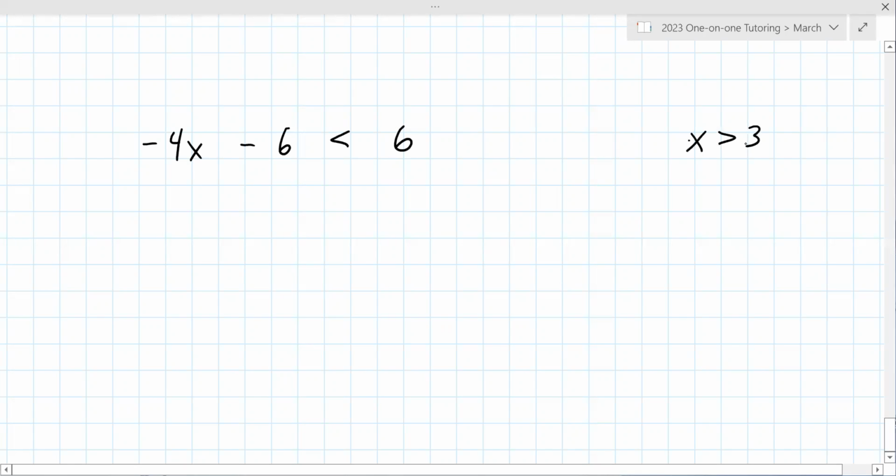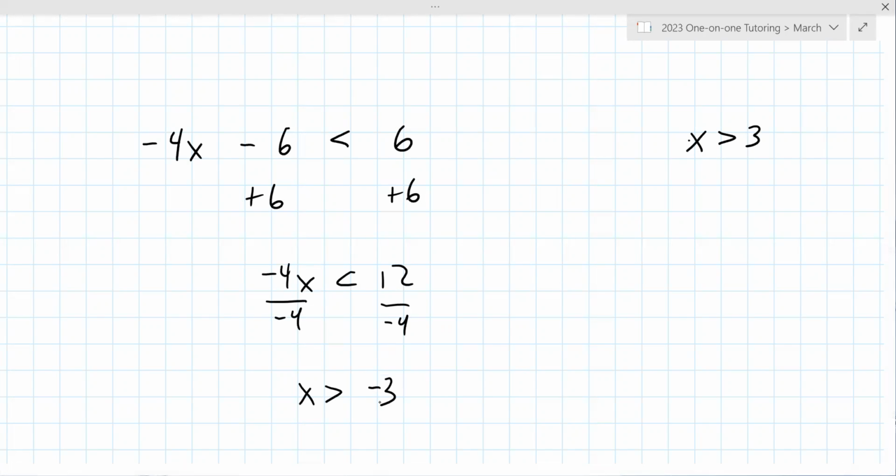Okay, so add 6 to both sides. Minus 4x less than 12. Divide by -4. x is greater than -3. Why is it -3? Because of the -4. That's right.